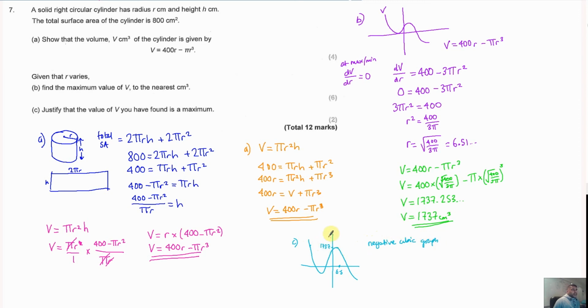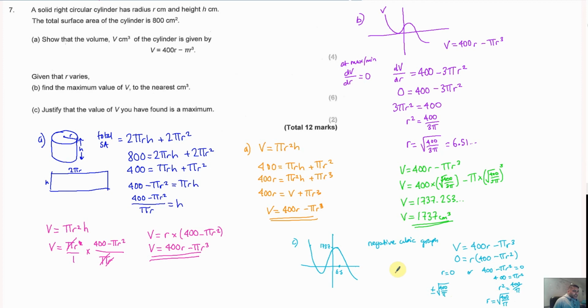The reason we know it's got to be a maximum is because it's a negative cubic graph, so at the first turning point it will have a minimum point, but a negative minimum point. You could also work it out from V. If V equals 400 r minus pi r cubed, to find the roots we can factorize by r. That means either r equals 0 or 400 minus pi r squared equals 0. So 400 equals pi r squared, r squared will be 400 over pi, or r equals the square root of 400 over pi. And don't forget, that's plus or minus square root 400 over pi.